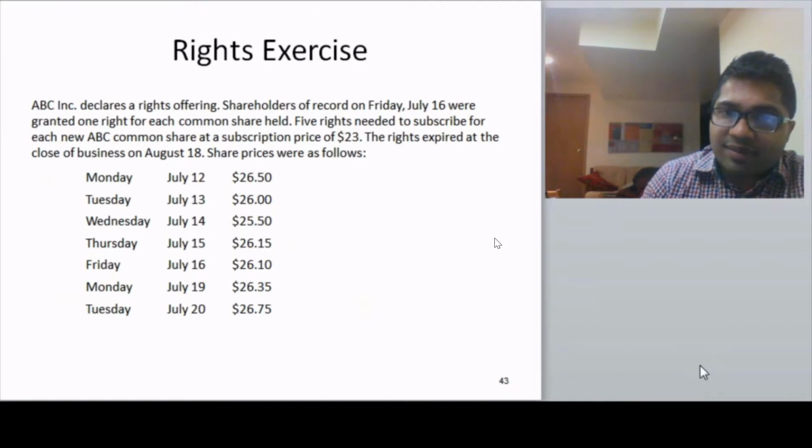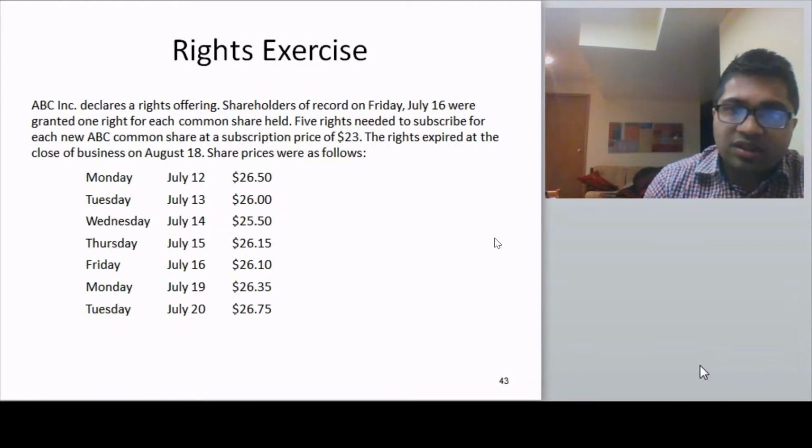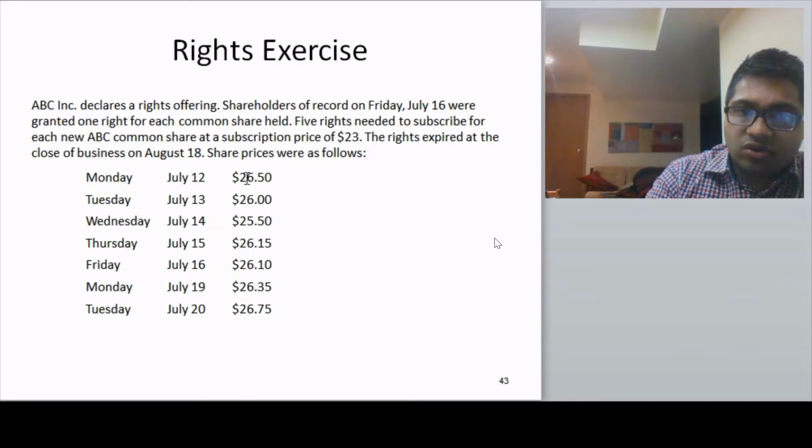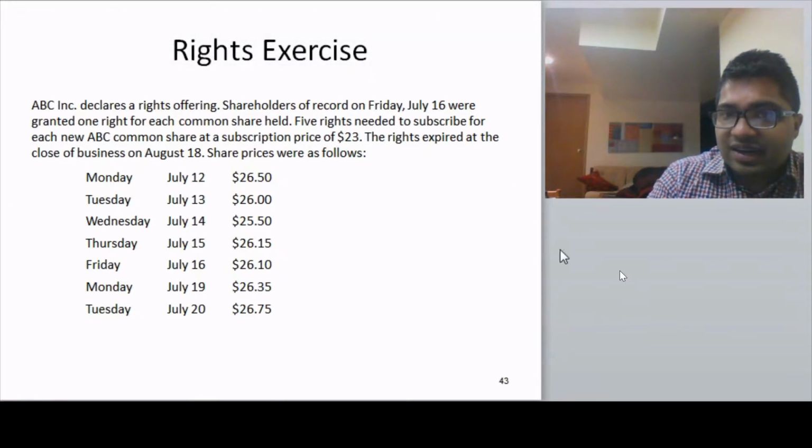Now this is an example of how it works. ABC Inc. declares a rights offering. Shareholders of record as of Friday, 16th July were granted one right for each share that they have. Five rights are needed to subscribe for each new ABC share at a price of 23. The rights expired at the close of business on 18th August. So these are the share prices on different dates. The record date was 16th July, and you can buy the share at 23.